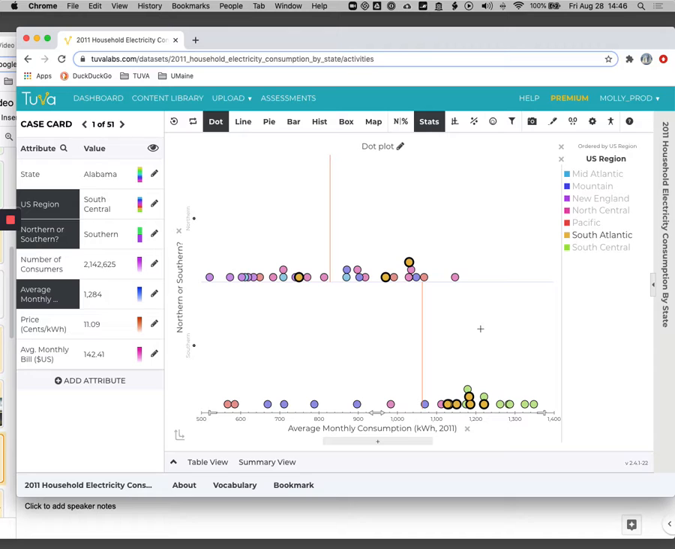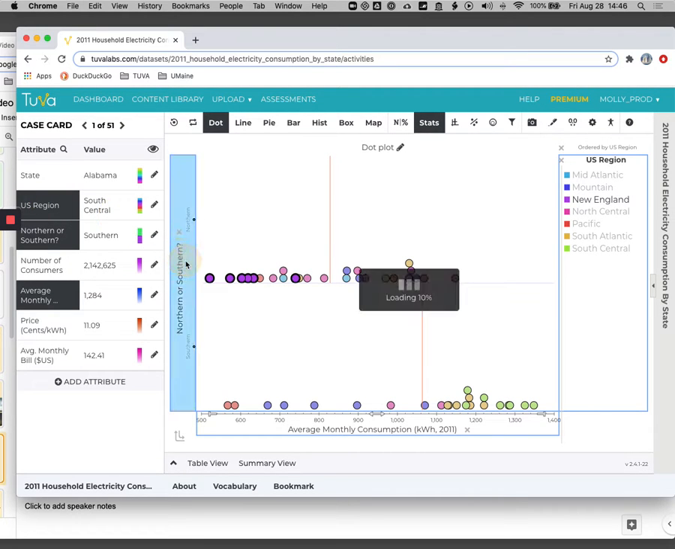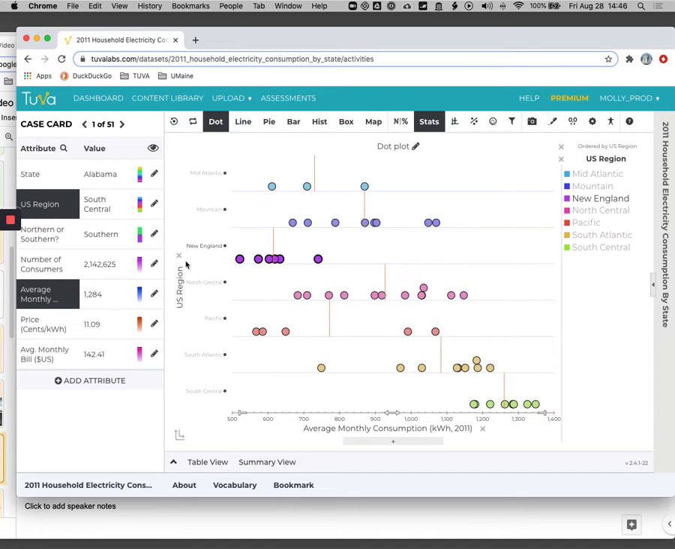And if we click on New England states, we can see that all the New England states fall below the mean for northern states and use among the least amount of energy per month. So from these patterns, I'm beginning to get the sense that hot places tend to use more electricity per month on average than cooler states do. Possibly that's due to the need for air conditioning. I can put US region on Y to get a more precise view of what's going on.